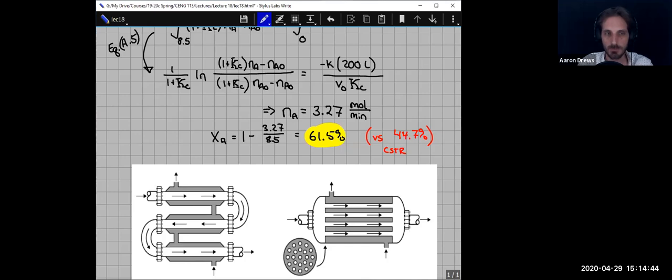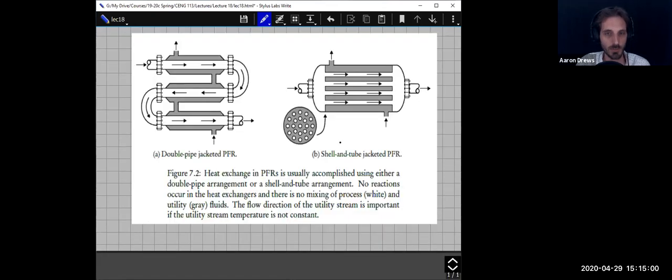There were a couple of questions in chat. Would the denominator be Na minus Na zero? Not in the integrated form. In the integrated form, it's Na zero on both of them. Are there any special PFRs? Yes, we're going to look at two of them. That's what this image is for. These are the two primary ones. We don't have too many other ones.